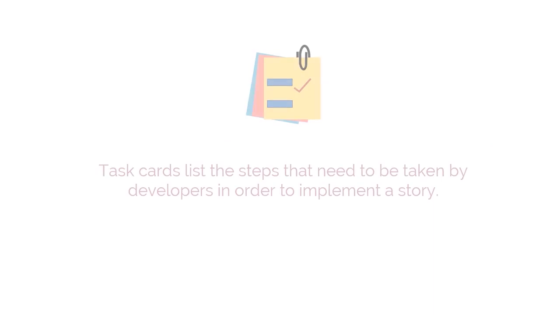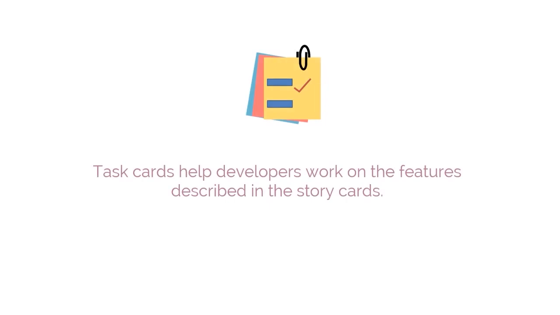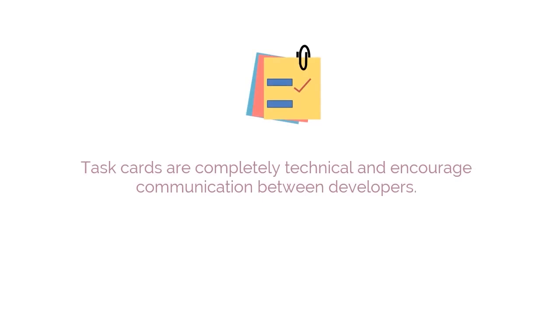The next tool is Task Card. Task cards list the steps that need to be taken by developers in order to implement a story. Each task card is tied to a story card. Task cards help developers work on the features described in the story cards. Task cards are completely technical and encourage communication between developers.